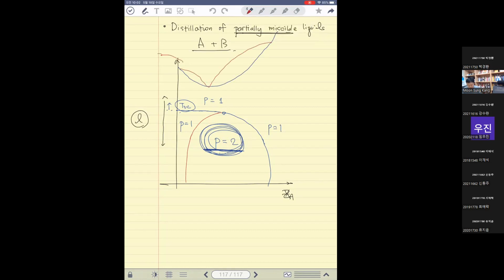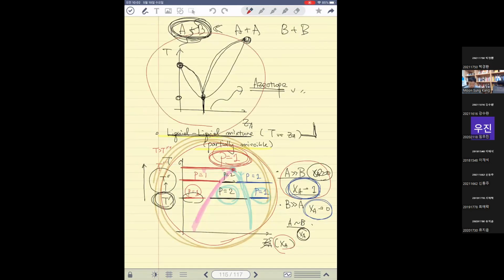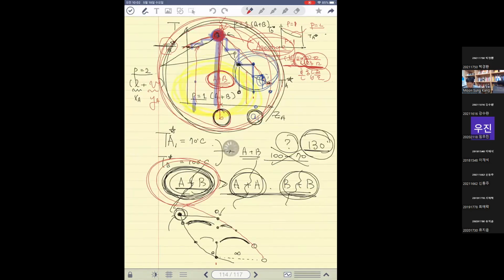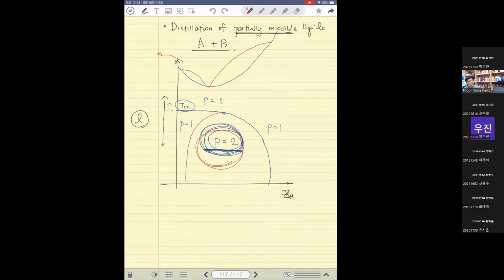And this curve is what we've learned from here, for example, right? When the interaction between A plus B is not strong compared to themselves, that's why we had this partially miscible liquid at lower temperature. At a higher temperature, you're going to have a curve that looks like that, right?